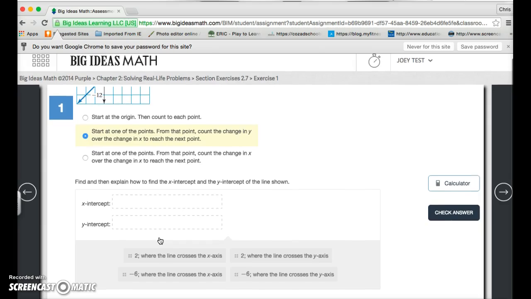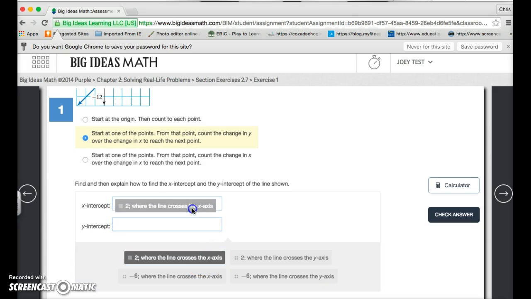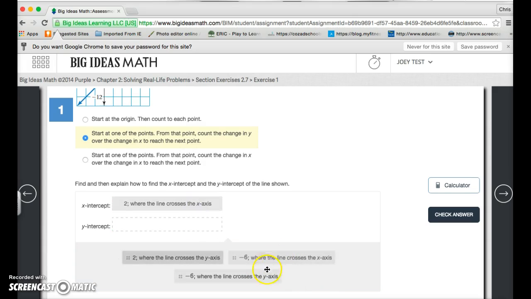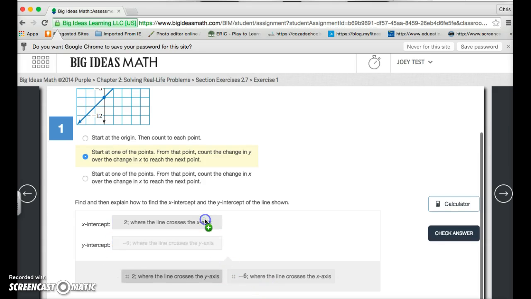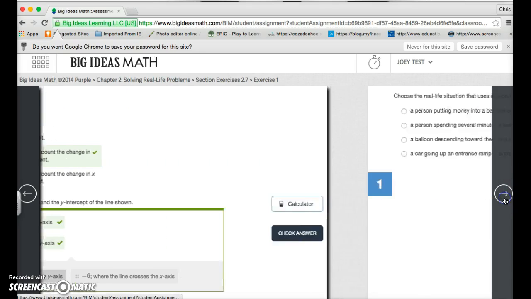Then down at the bottom it says, find and explain how to find the x-intercept and y-intercept of the graph. So what's the x-intercept? We already said it. No, the x. Oh, yeah. Sorry, you're right. 2 is where the line crosses the x-axis, and what's our y-axis? -6 is where the line crosses the y-axis. We can go on to the next problem.